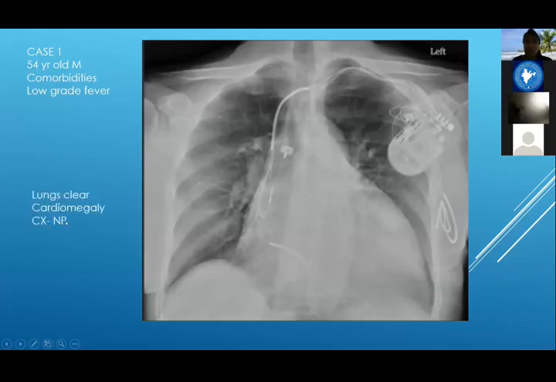So if the lungs are clear, we can give the report as chest X-ray, no pneumonia. That's the short form, CXNP. So that is how we report in normal lungs.